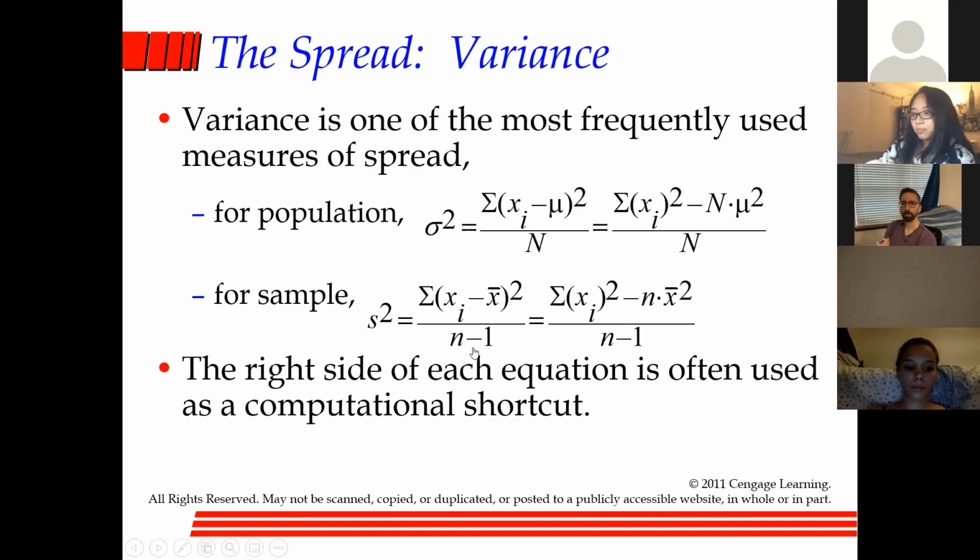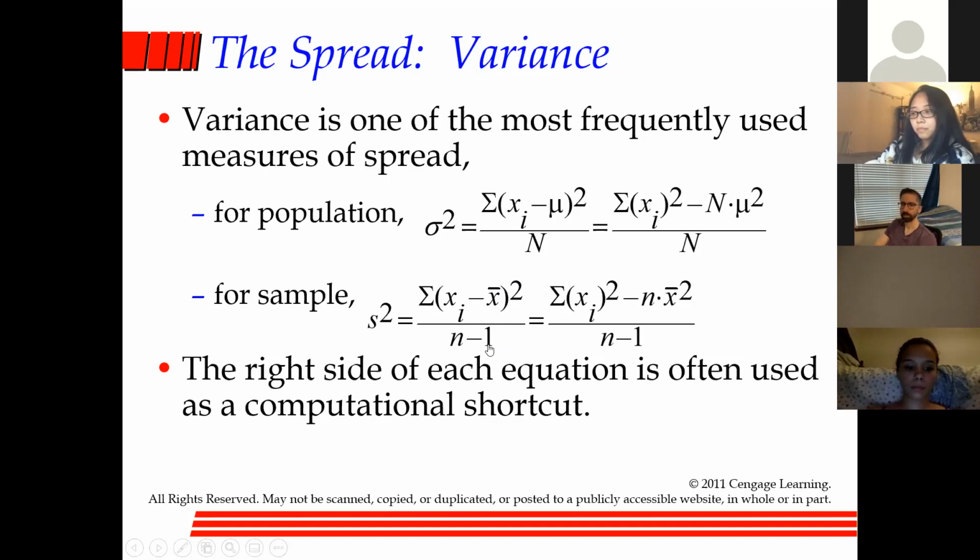So for beginning students, this is sometimes hard to remember, that they have to subtract 1. So I keep repeating it over and over again until students remember it. So it's the sum of the squared deviations from the mean, or the sum of the squared residuals, divided by the sample size minus 1.